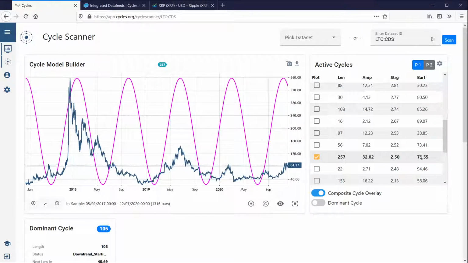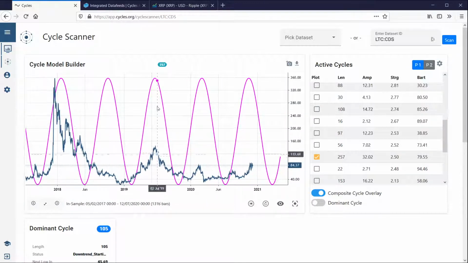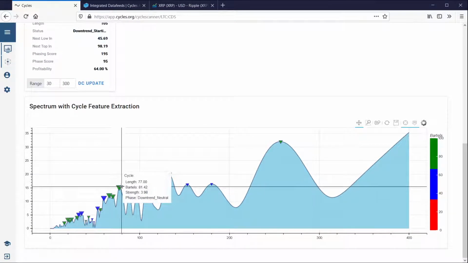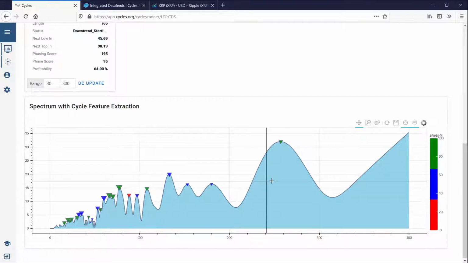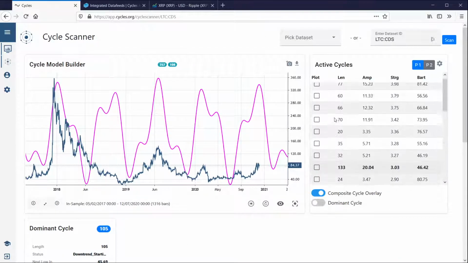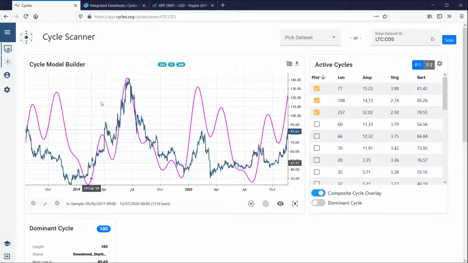Yeah, the battle score is okay, strength in the middle. So let's see. Yeah, at least it picks a major turn. So now we can add some shorter ones, like the 77 here looks quite good. 77, 108, 77. So these 3 cycles are picked here. They have a high battle score. The strength is in the higher range, and the length is interesting here to play out.